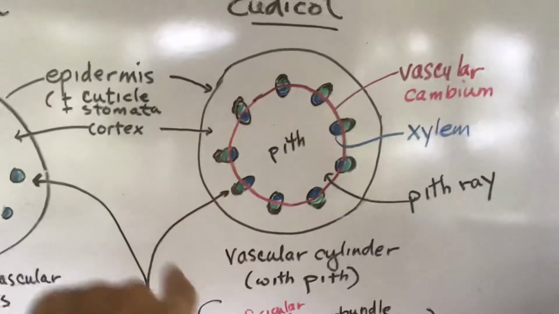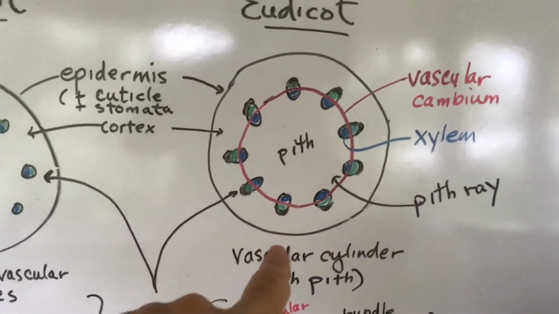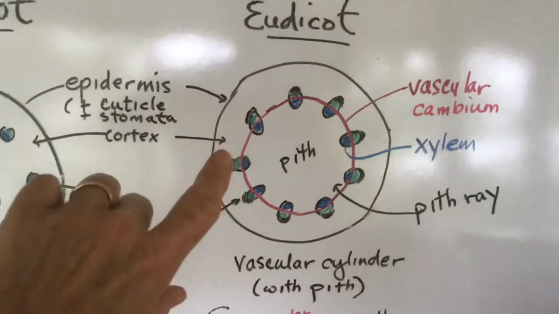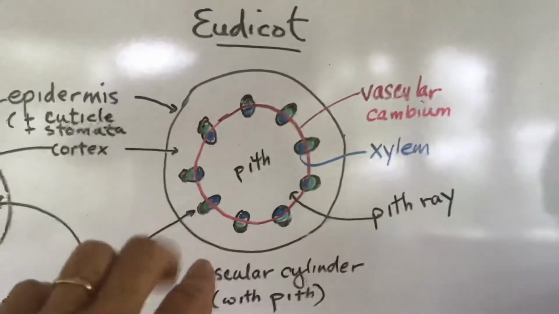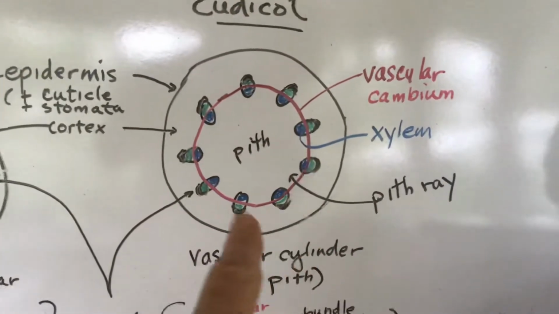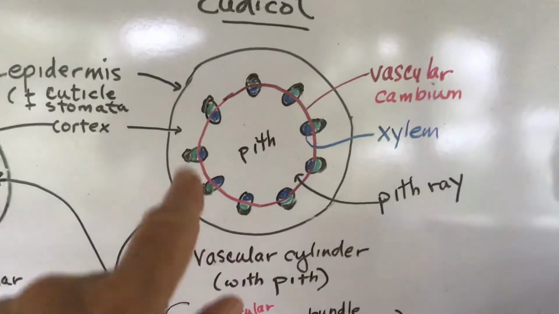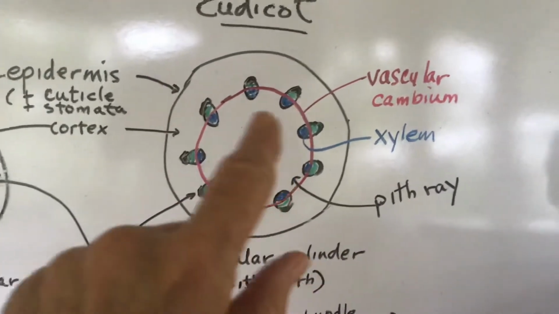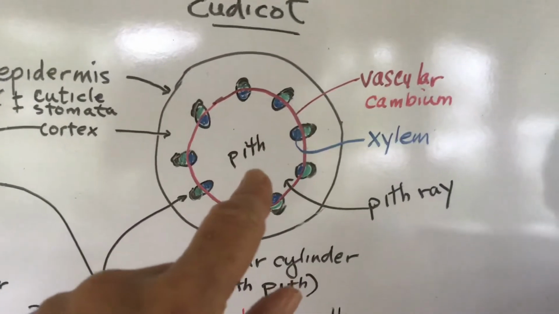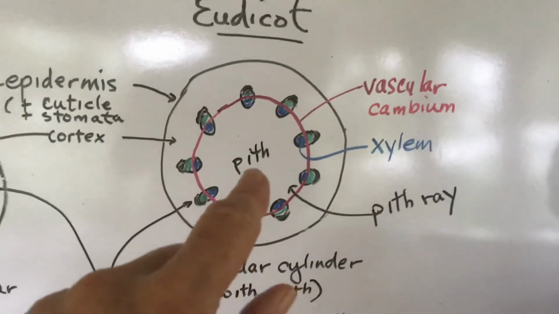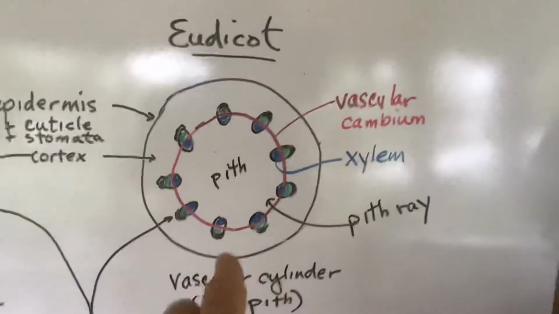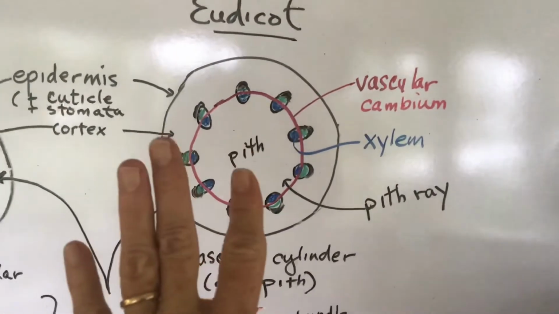The eudicot also has the epidermis and cuticle, and then the cortex on the outside of that. But a different arrangement here, in that there's a vascular cylinder with vascular bundles arranged in a ring with an area of ground tissue in the middle called pith. You might remember that the monocot root had pith, but the monocot stem now does not. And the eudicot root did not have pith, but the eudicot stem does. So I just point that out.